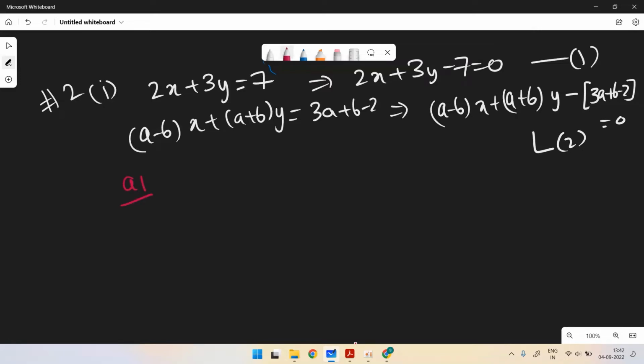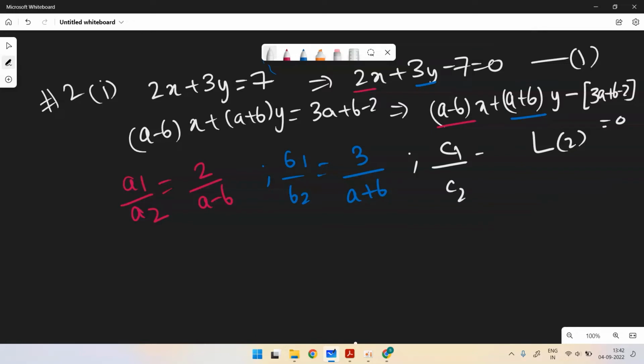What is a1 by a2? This is 2 by a minus b. Now, what is b1 by b2? b1 by b2 is 3 by a plus b. Now what is c1 by c2? This is minus 7 by minus (3a plus b minus 2) in brackets. This minus is cancelled, so it ultimately becomes 7 by 3a plus b minus 2.